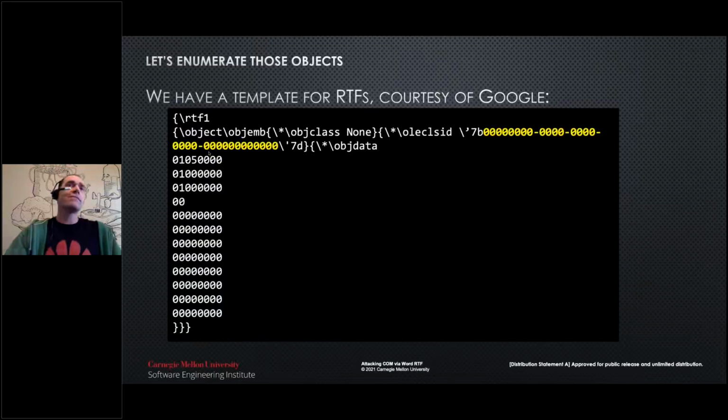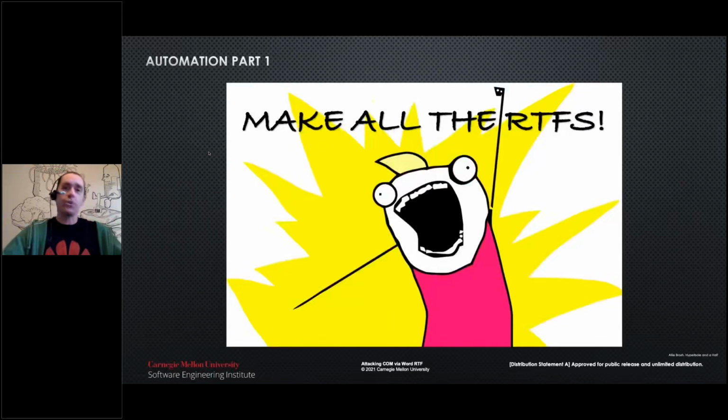I added some line feeds here just to make it a little more readable, as to what is representing what. The only thing that really matters here is the part that's in yellow, and that's the class ID for a COM object. So let's just make them all. Let's take our Windows system and make all of the RTFs.